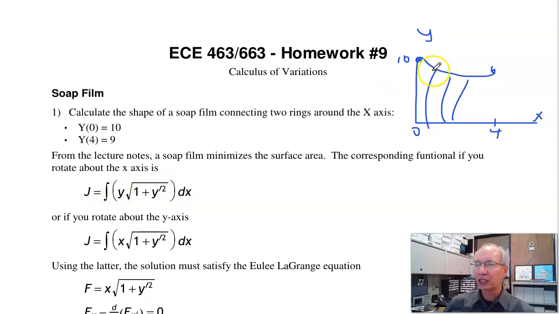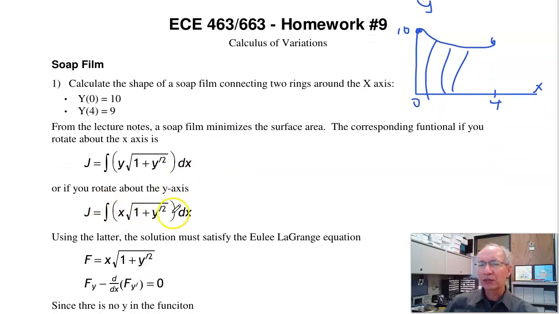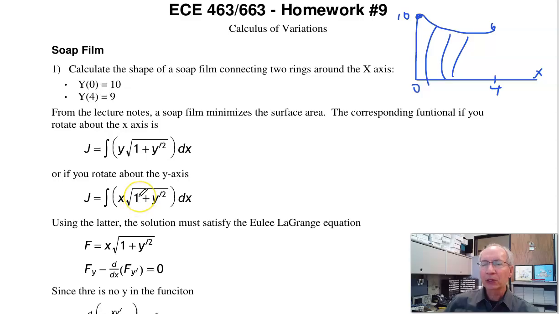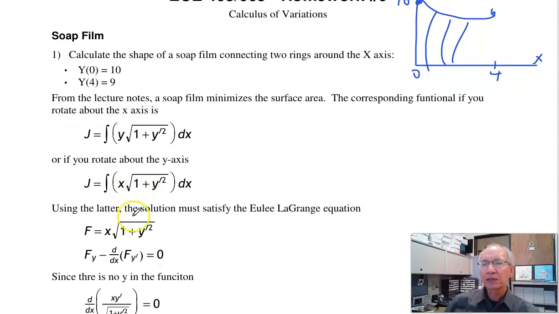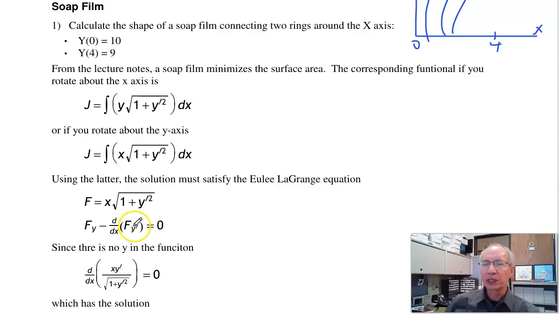The surface area is 2 pi r integrated along x. This is about the x-axis. It's actually easier if you rotate about the y-axis, kind of switch x and y, in which case this is the surface area spun around the y-axis. Any function that minimizes this functional has to satisfy the Euler-Lagrange equation. So this is f. Here's the Euler-Lagrange equation.